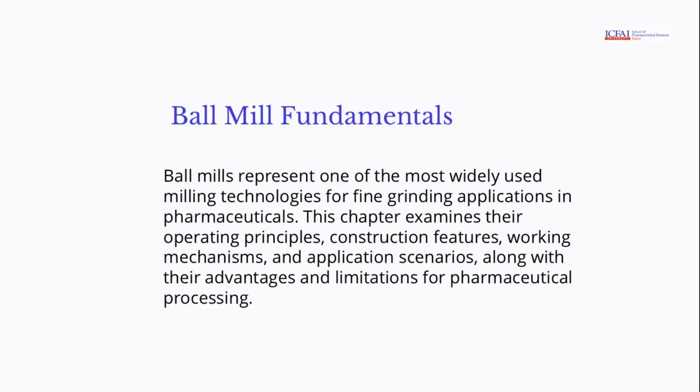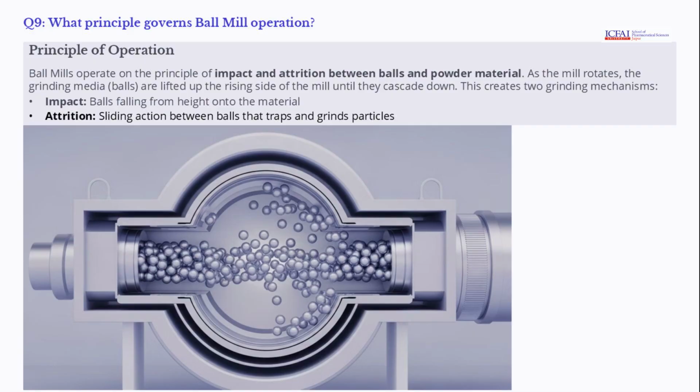Ball mills are widely used for fine grinding applications in pharmaceuticals. This chapter examines their operating principles, construction features, working mechanisms, and application scenarios, along with their advantages and limitations in pharmaceutical processing. Ball mills operate on the principle of impact and attrition between balls and powder material.